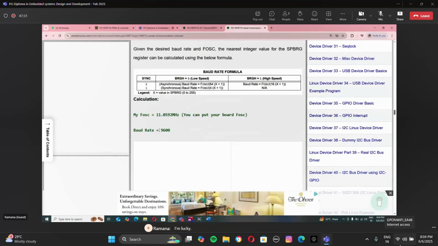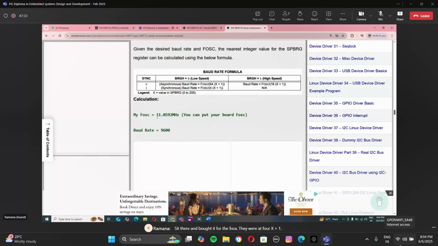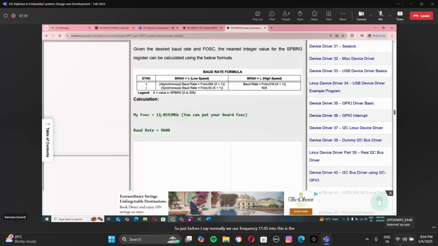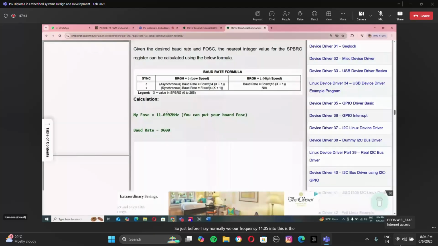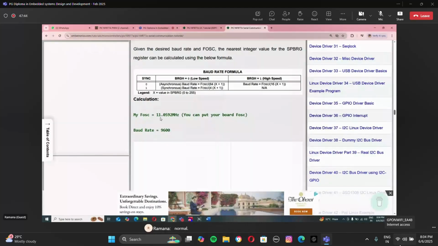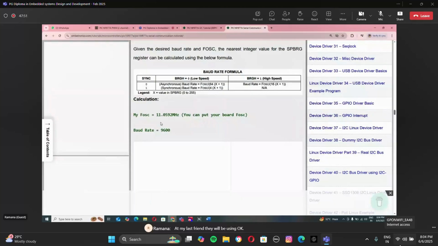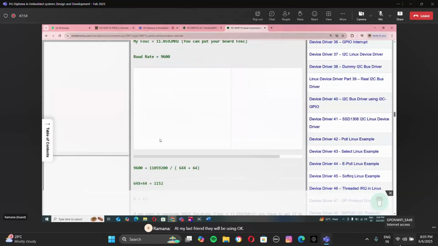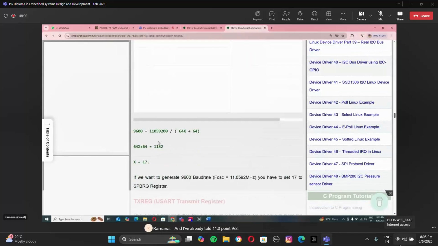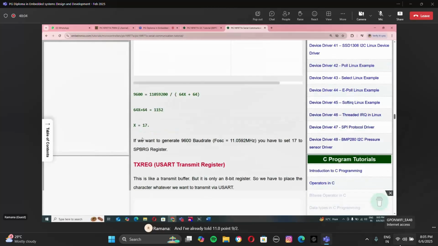This FOSC is normally our frequency, 11.0592. This is a normal Atmel, they will be using that. And this is the baud rate: baud rate equals 11.0592 divided by 64 times (6 plus 1). So we are generating the baud rate 9600 for this megahertz.